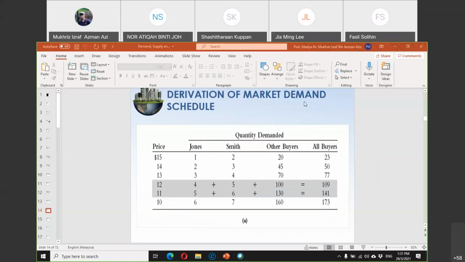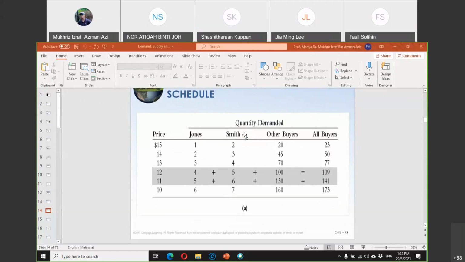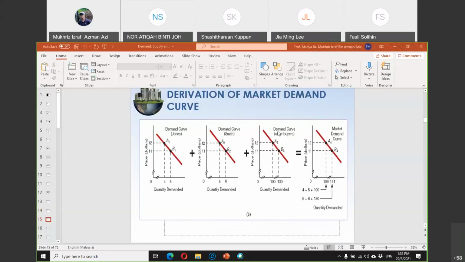Market demand is just the summation, hasil tambah, adding all of the individual demand from each person in the market at that particular price. For every price you have the quantity demanded, you add everything, and you get the total. So that's how you derive market demand. It should be simple and straightforward.